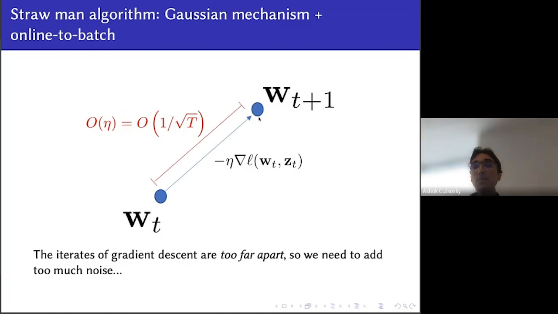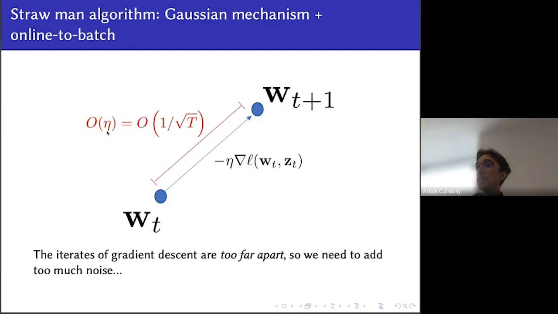And that's bad because this is too much noise. It destroys the convergence analysis. And we could try to fix this by making eta smaller. Right? If we make the learning rate smaller, we'll have less sensitivity, so therefore we can add less noise. But then that will make the convergence analysis of gradient descent work less well. Right? So there's just too much noise being added to the system because the iterates are too far apart.